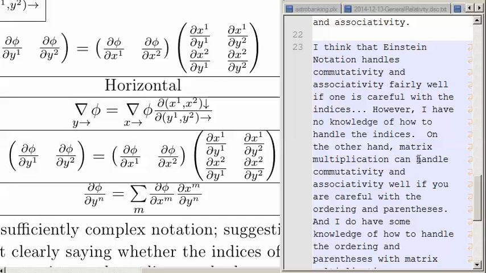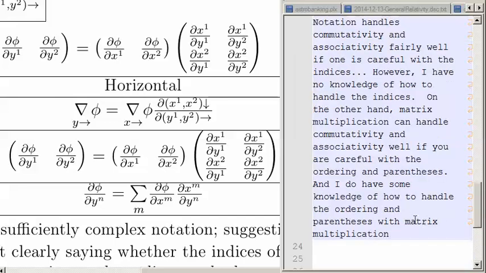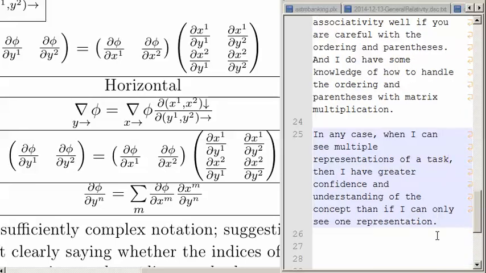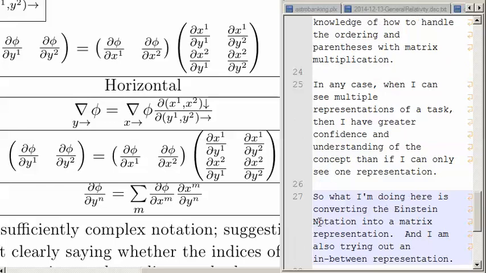On the other hand, matrix multiplication can handle commutativity and associativity well if you are careful with the ordering of the parentheses. And I do have some knowledge of how to handle the ordering and parentheses with matrix multiplication. In any case, when I see multiple representations of the task, then I have greater confidence and understanding of the concept than if I can only see one representation. So what I'm doing here is converting Einstein notation into matrix representation, and I'm also trying out an in-between representation.